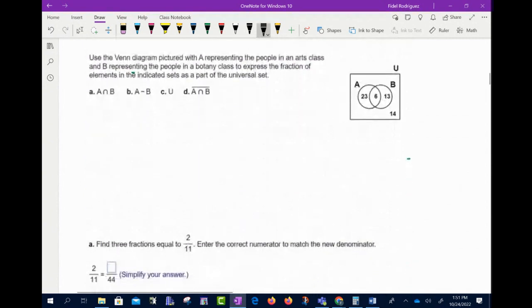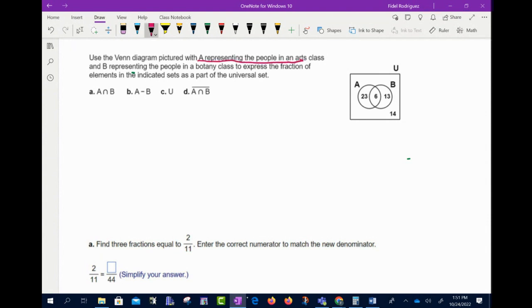So let me keep moving on here. Okay, the next problem here, y'all, says use the Venn diagram pictured with A representing the people in an art class, B representing the people in a botany class, to express the fraction of the elements in the indicated sets as part of the universal set. Okay, so I'm going to read this slowly.